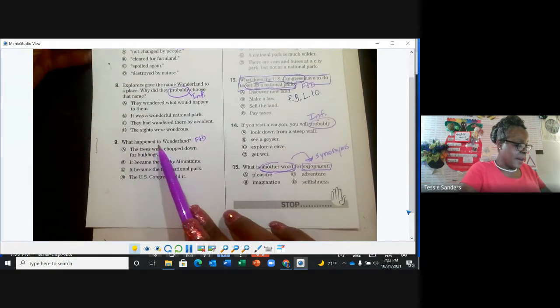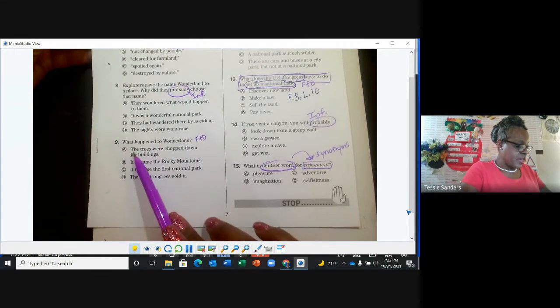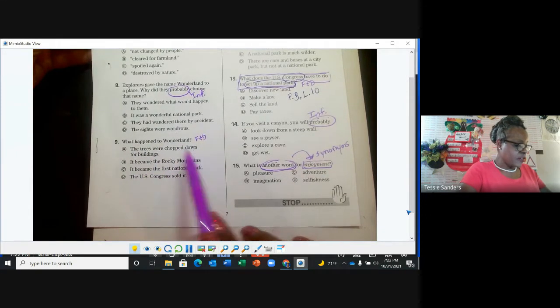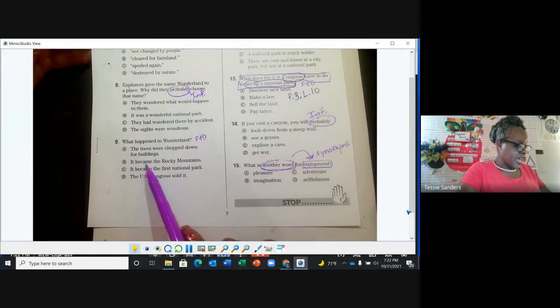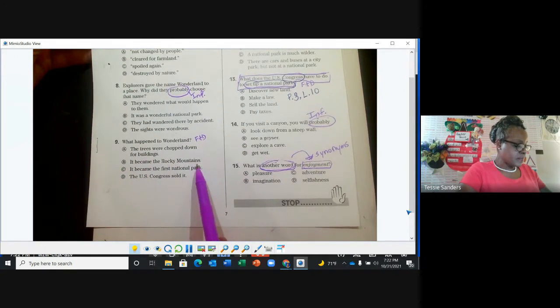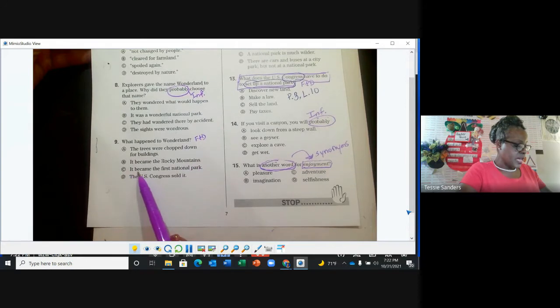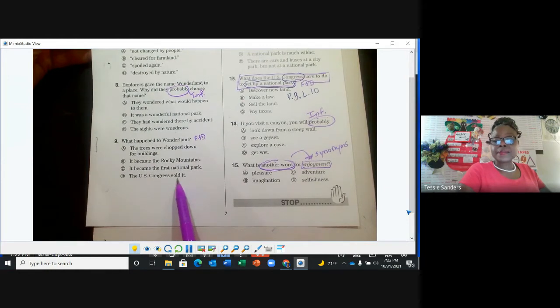9, what happened to Wonderland? A, the trees were chopped down for buildings. B, it became the Rocky Mountains. C, it became the first national park. D, the U.S. Congress sold it.